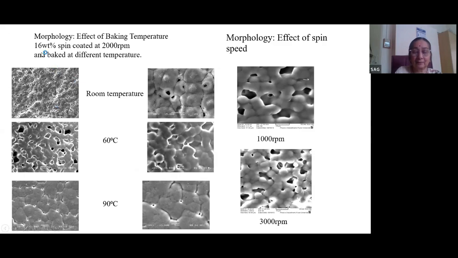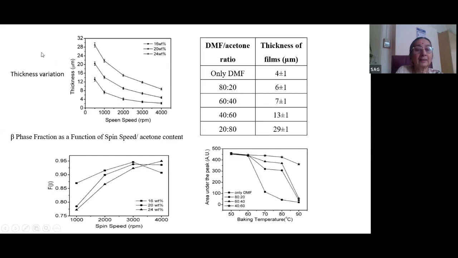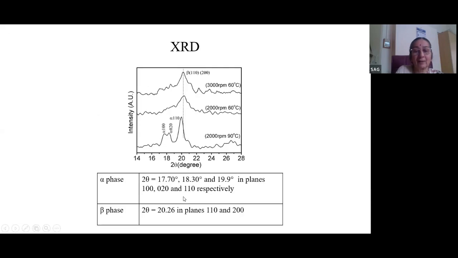Finally, because of the thickness requirement, we did not require very thick films. We required thin films, and therefore the 16 weight% solution was used, and we get around 13 micrometer thickness maximum using this, and that was enough for our pulse measurement. So we took that.